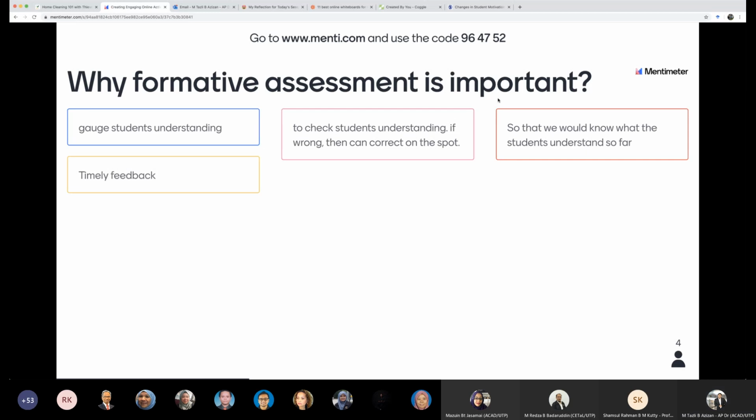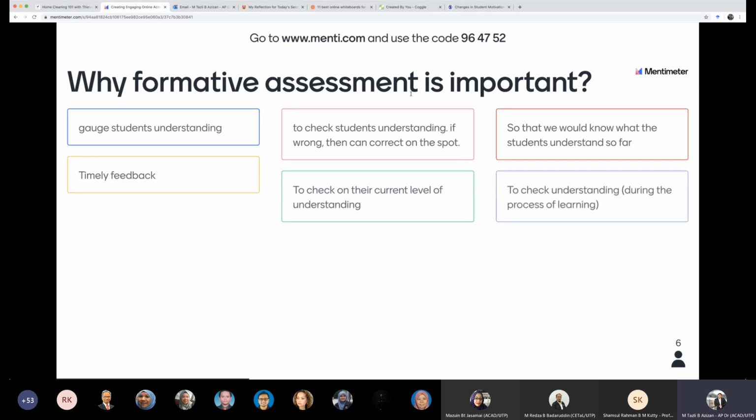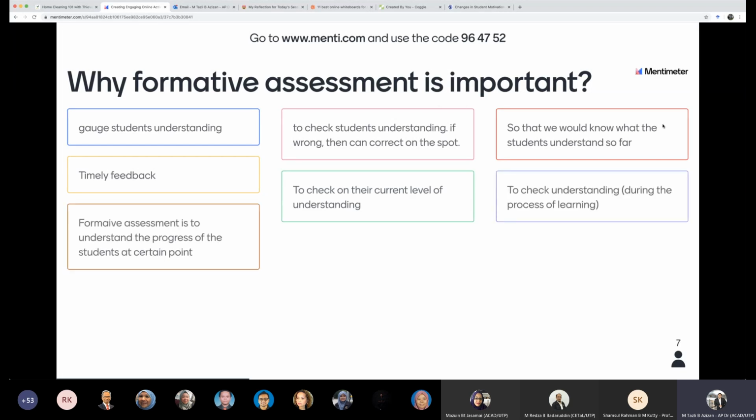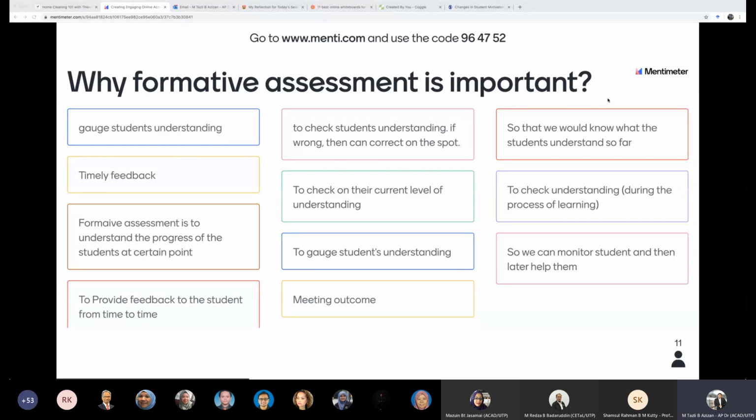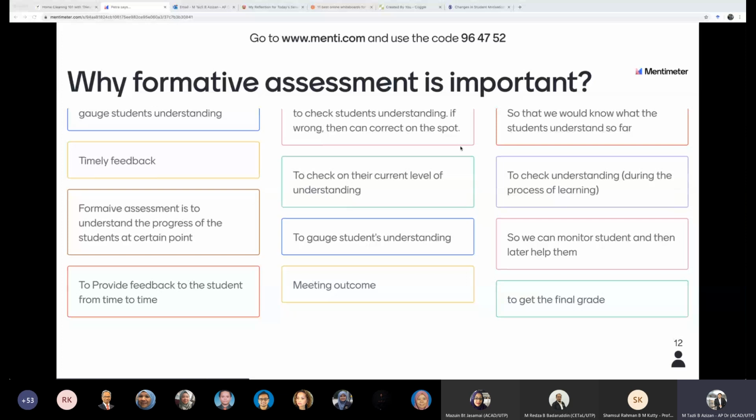Okay. So why is formative assessment important? So we need to gauge the students' understanding. We need to check students' understanding. If wrong, then we can correct on the spot. And then we need to know what the students understand so far. It is to understand the progress of the students at a certain point, so that we meet the outcome. Okay, we check on the current level of understanding during the process of learning.